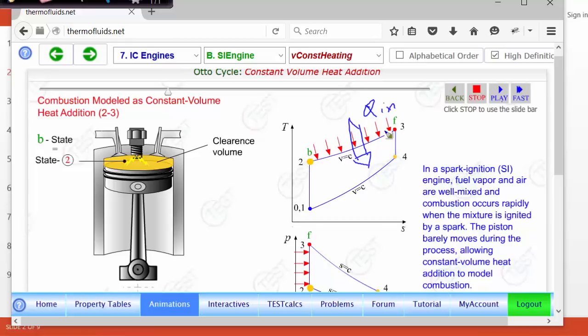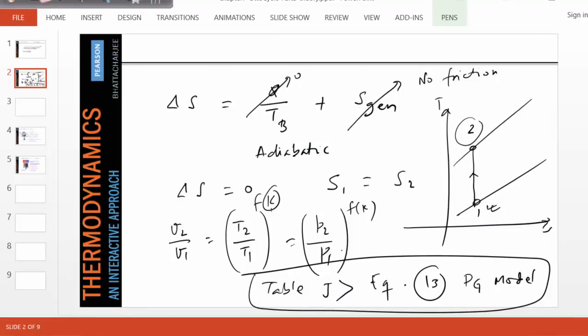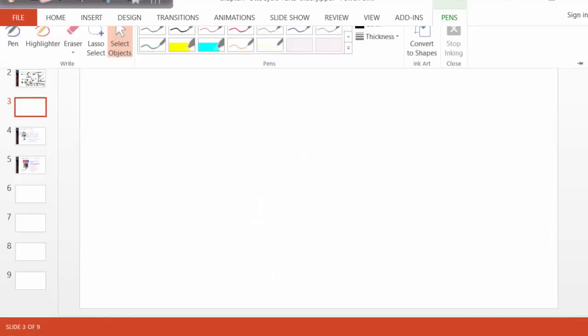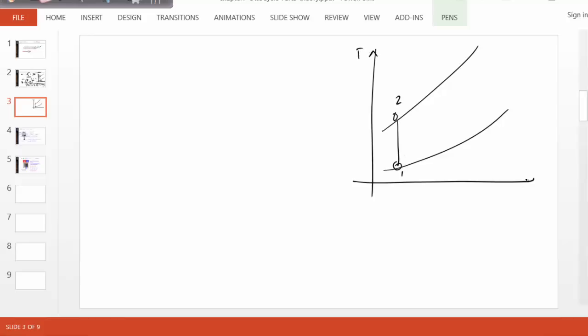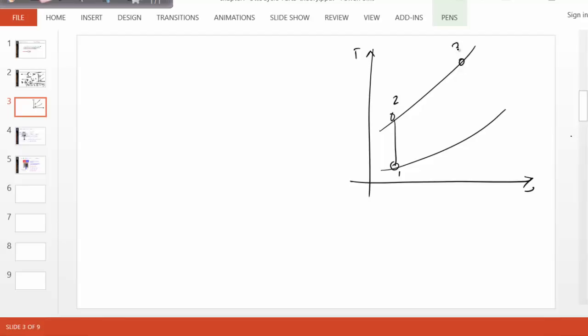So at the end of the heat addition process, at state 3, the air is at its hottest, and also the pressure will increase. As far as calculating Q in, that's quite simple, because we can use the first law for a closed process. Going back, to model 2 to 3, the constant volume process, again in the T-s diagram, 1 to 2 is isentropic compression, and 2 to 3 is constant volume heat addition.